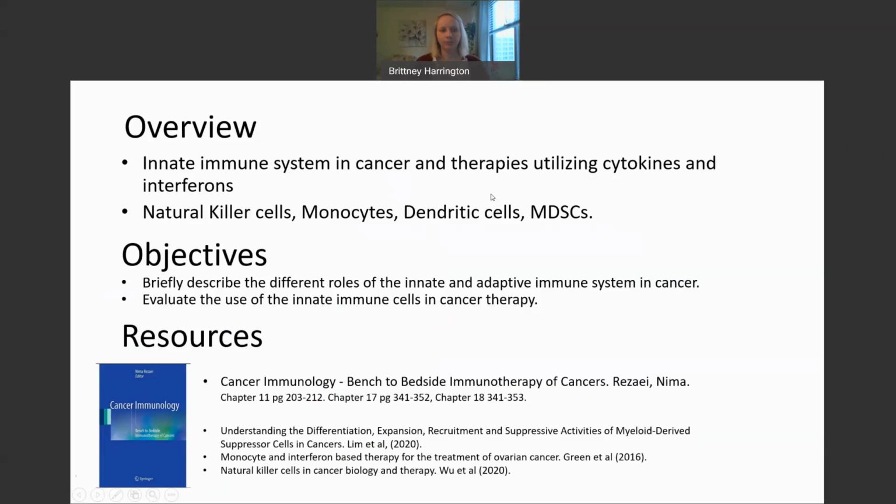suppressor cells. The objectives that will be covered in this lecture are to describe the different roles of the innate and adaptive immune systems in cancer and evaluate the use of innate immune cells in cancer therapy. On Canvas, we have some articles and additional readings that are optional and a couple of chapters that cover some of these aspects in the textbook.